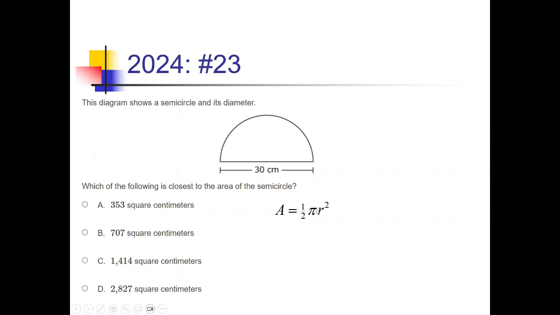Now for the radius on this, we have to be a little bit careful. Radius is halfway across a circle. They give us the diameter here, the whole way across. So the radius is going to be half of this, or 15 centimeters. So I'm going to write 1/2 times pi times 15 squared. And now I'm going to go do that on the calculator.